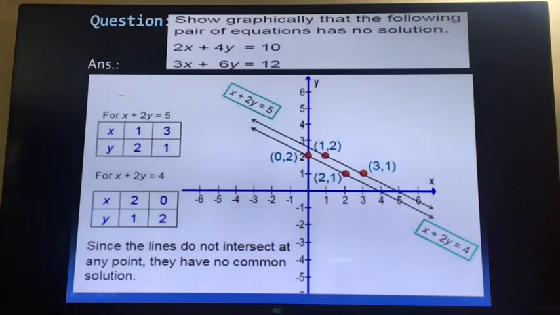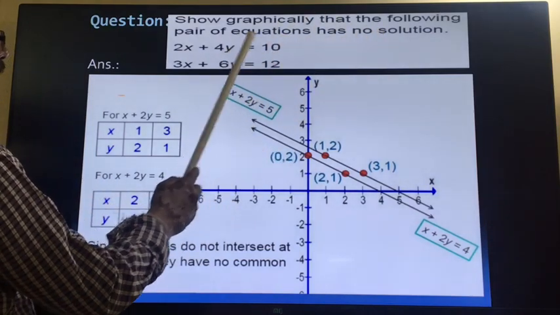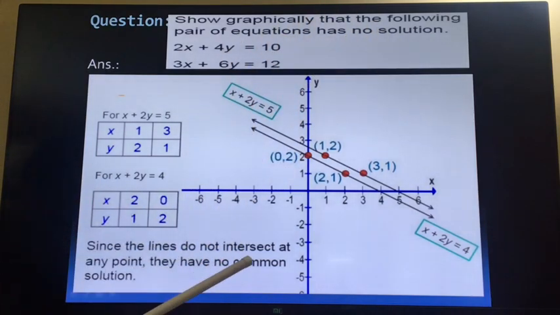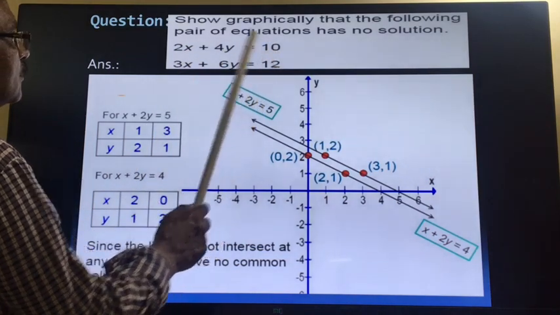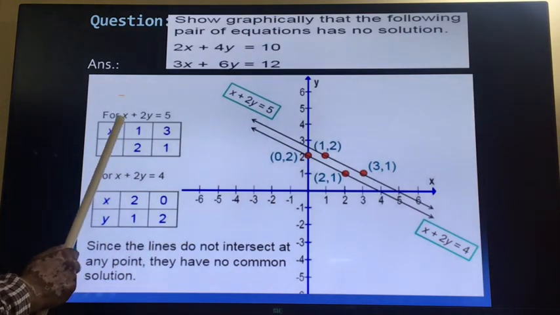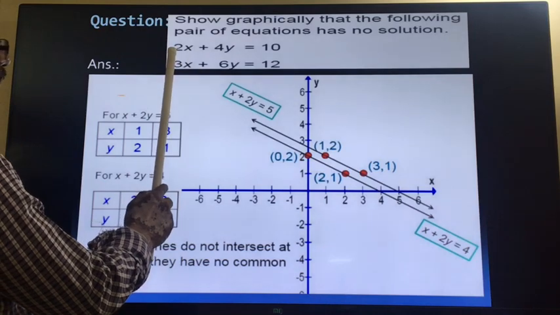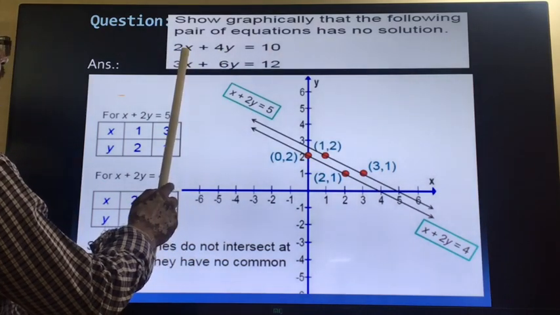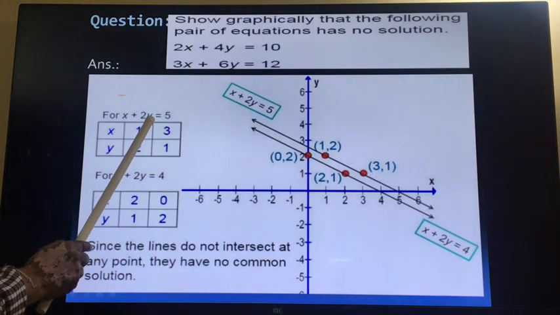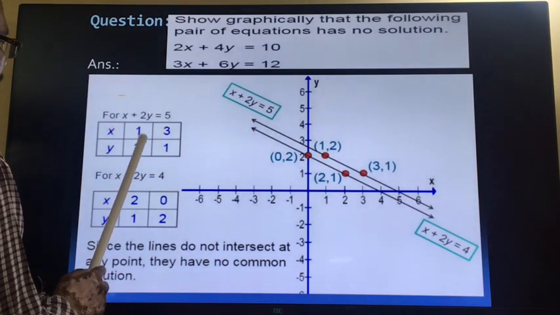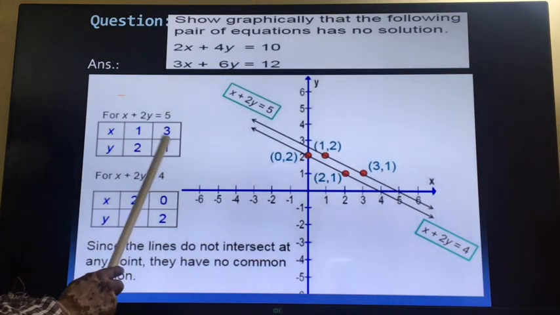Next question is: show graphically that the following pair of equations has no solution. These are the two equations, 2x plus 4y is equal to 10 and 3x plus 6y is equal to 12. In this case, the first equation becomes x plus 2y is equal to 5. How? We take 2 common, or we can divide each term by 2, so we get x plus 2y is equal to 5. In this equation we can put the value of x and find the value of y. So we will get two solutions, 1 and 2, and 3 and 1.